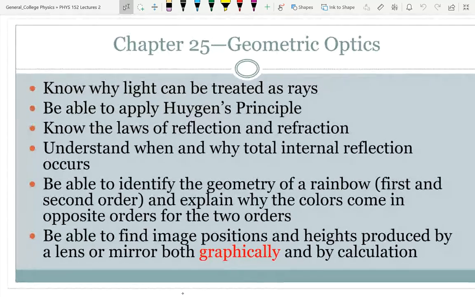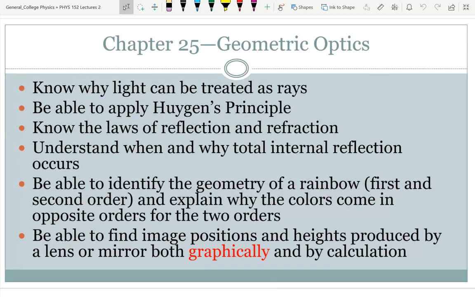So now looking at things to know from chapter 25. Know why light can be treated as rays, because it travels in straight paths. Be able to apply Huygens' principle, Christian Huygens was his name, the one that says any point on a wavefront, so you should know what a wavefront is, can be treated as a point source of light. The laws of reflection and refraction.